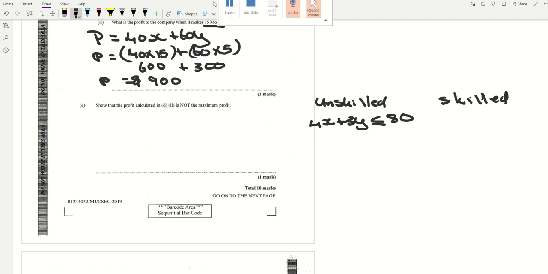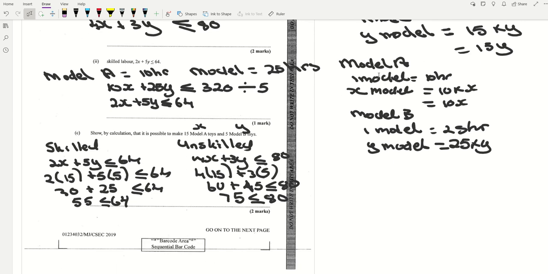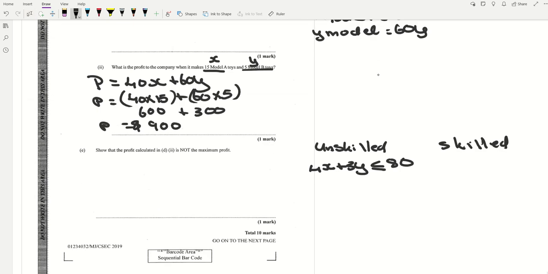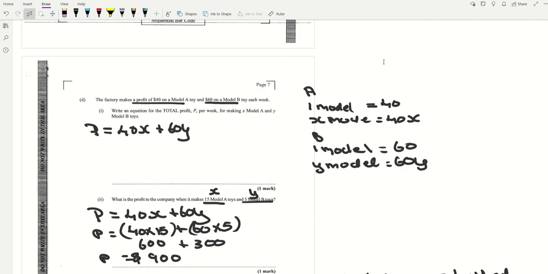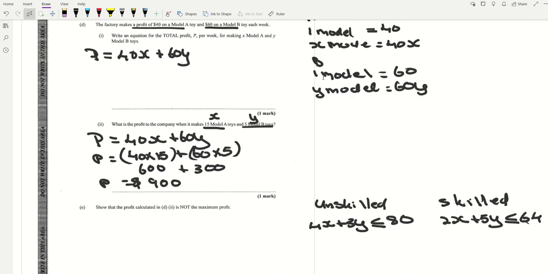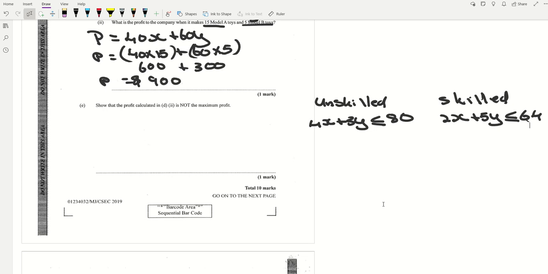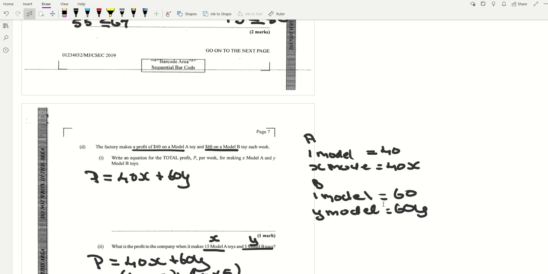it was 2x plus 5y, which is less than or equal to, I believe it was, 64. Now when we found out 15 and 5, we saw that they still have extra time. Each one of them had extra time. So that means they could have made another model.